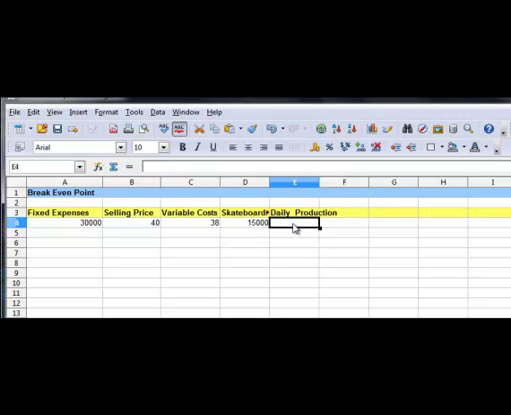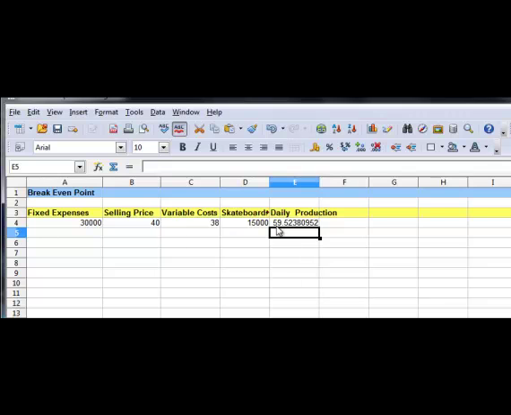How many is that a day? Well, we're going to tell the computer again. We've got an equation. We're going to divide the number of skateboards, put in the division mark, by the number of working days in a year. So in order to make $30,000 a year with your selling price and variable cost, you'll have to make 59 skateboards a day. This may not be feasible.